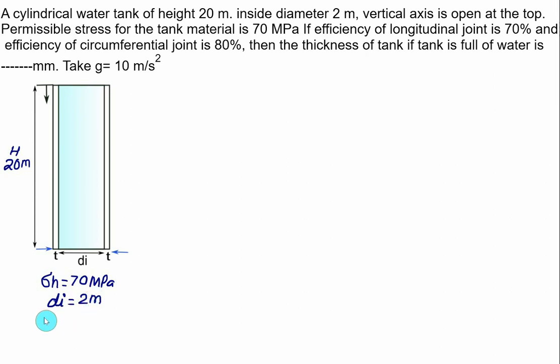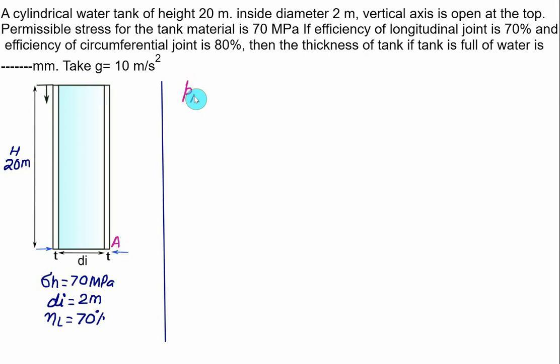In addition to that, we have given the longitudinal efficiency. So we have eta L equal to 70%. We only require eta L in the calculation of sigma h. The maximum possible pressure will be at the bottom point A. So we'll calculate what is the pressure at point A.